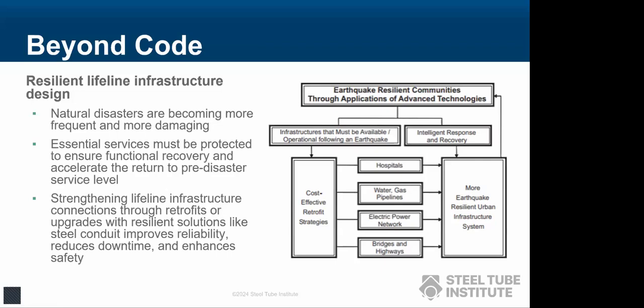Strengthening Lifeline infrastructure connections through resilient solutions like steel conduit can improve reliability, reduce downtime, and enhance safety. As an example, if you're building a nuclear power plant, which I worked on right out of college in my early career, you basically have a city within a city, and that involves lots of steel conduit. In fact, that's the only way you can build nuclear or coal-fired power is to use steel conduit. So why aren't we looking at that more in today's built environment when we want a 100-year design life cycle? So we'll talk more about that.